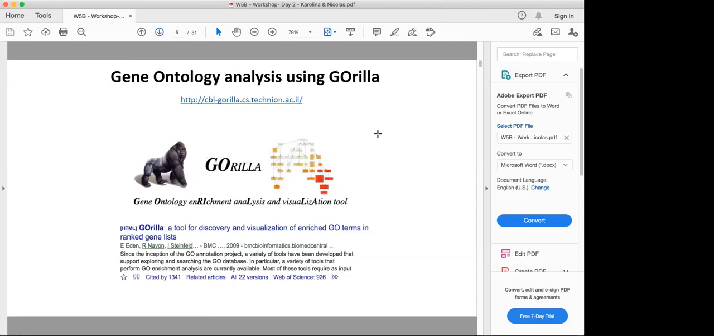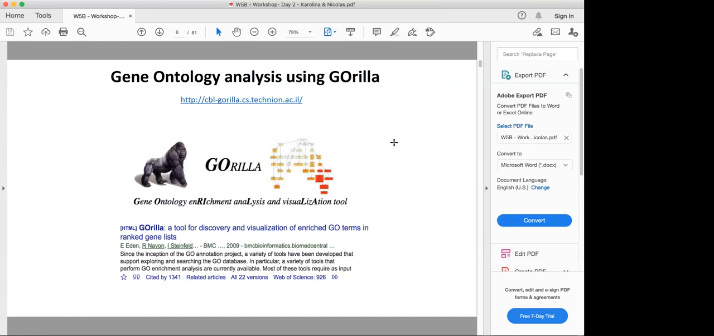So let me introduce you to the first tool that we will be running. It would be the online one, and I will go through it with you step by step to teach you what we need for the input, what you can get, what you should expect, and which results you get, so you will feel comfortable later on to use it on your own.